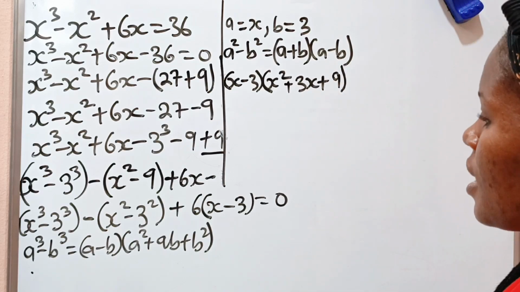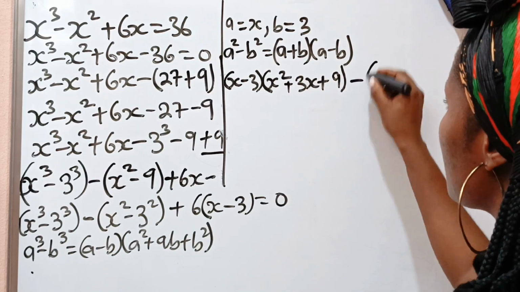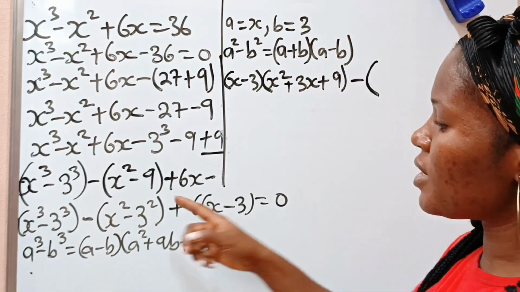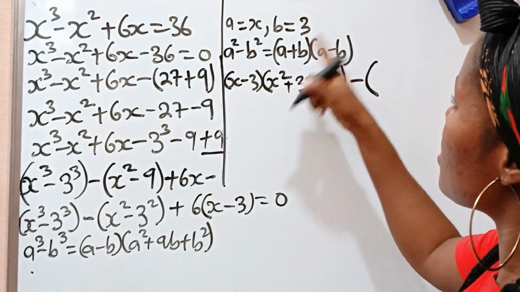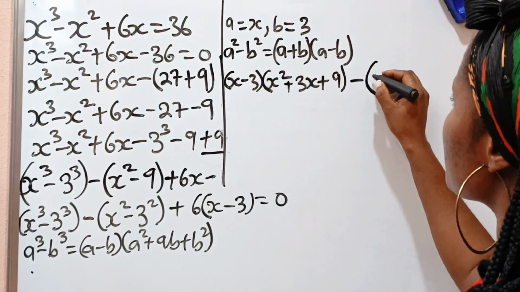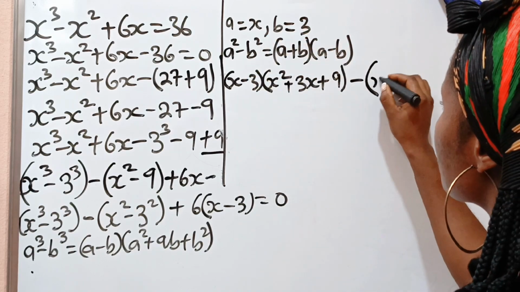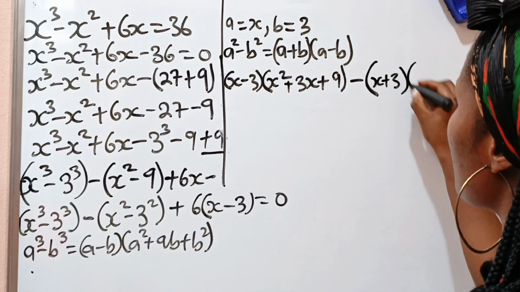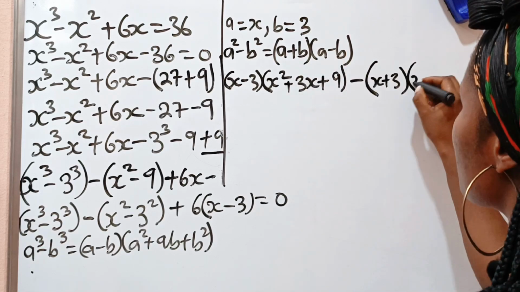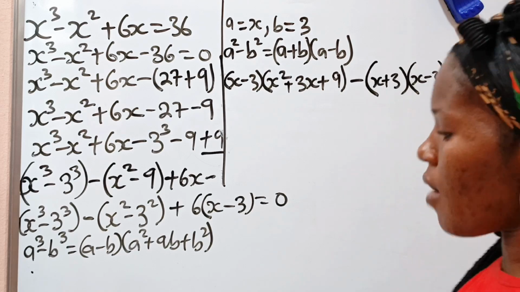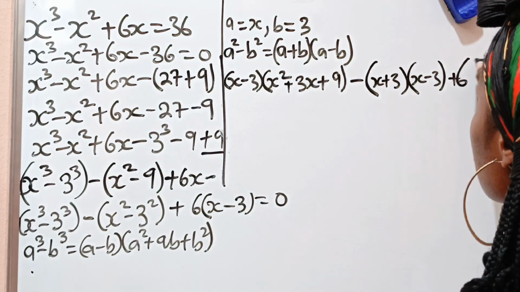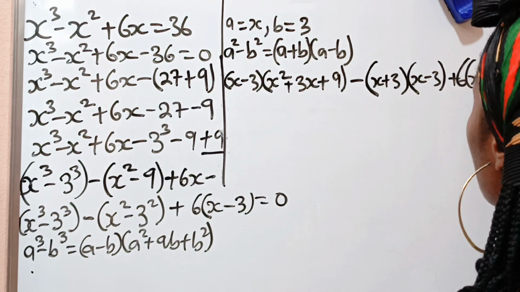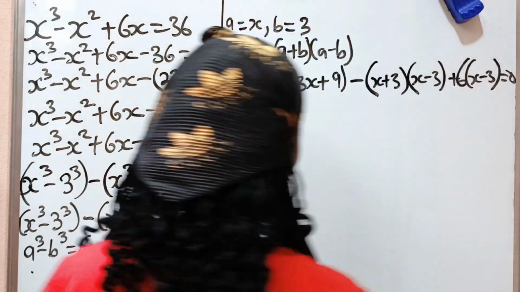Now minus x squared minus 3 squared, which is the same thing as a squared minus b squared, will be a plus b, that is x plus 3, multiplied by x minus 3. Now plus this, plus 6 brackets x minus 3 is equal to 0.